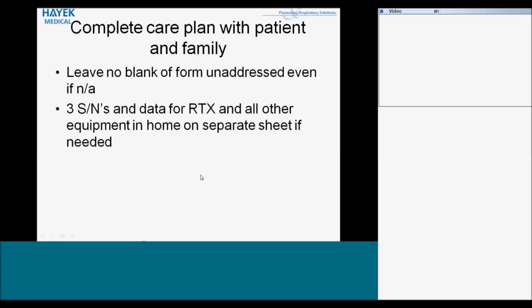So any DME that's in the home, if they have a suction unit that's being provided by a DME company, if they have an O2 concentrator, get the information on those other DME elements, and if you need to put them on a separate sheet of paper or on the back of one of the forms and send that in, we need to get that information.